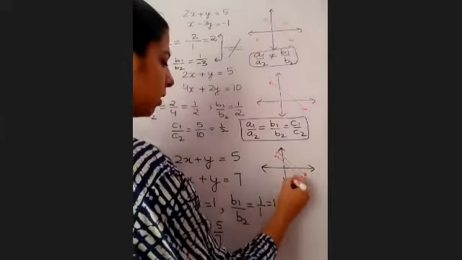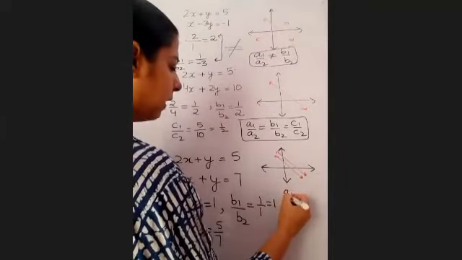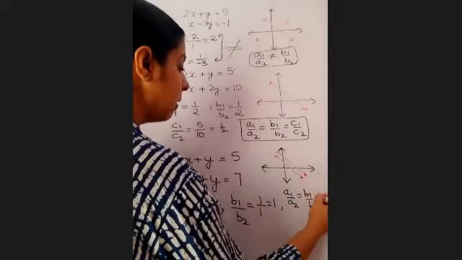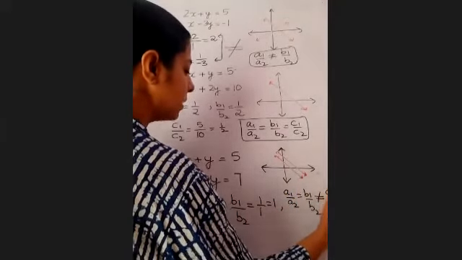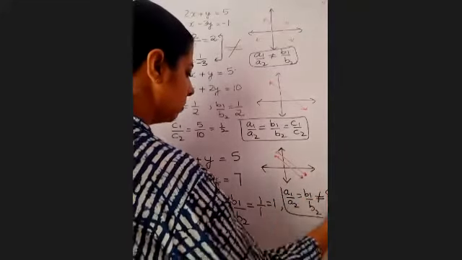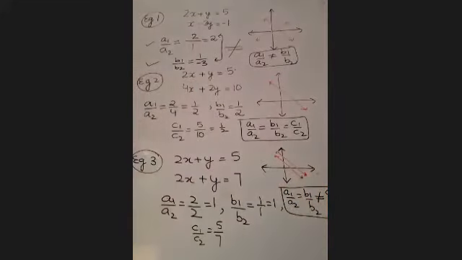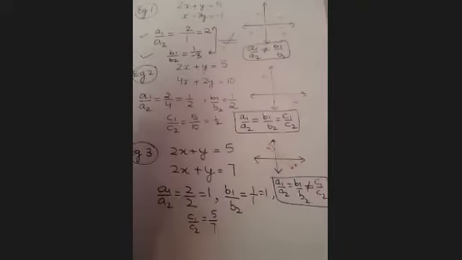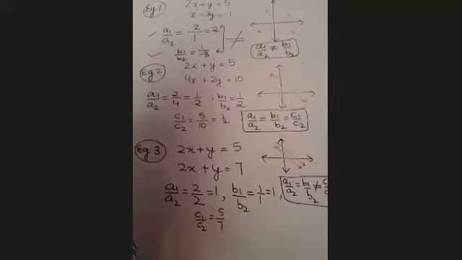What is the conclusion? That A1 by A2 is equal to B1 by B2, but not equal to C1 by C2. That is the conclusion.